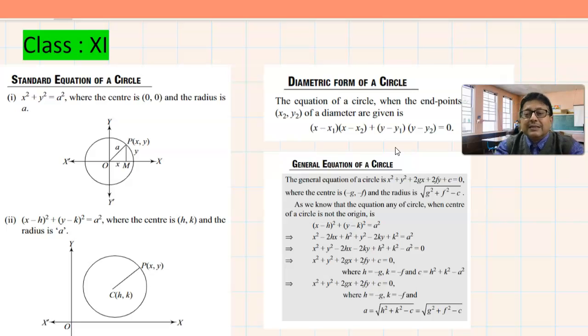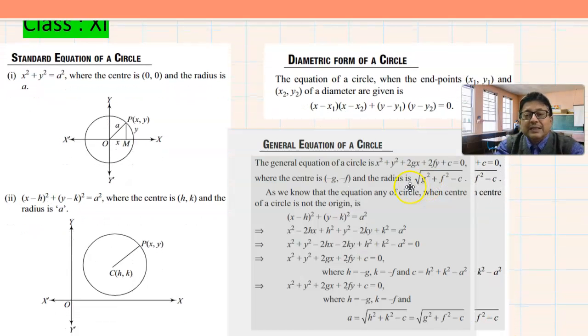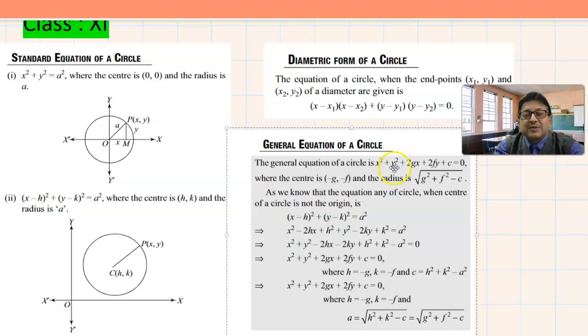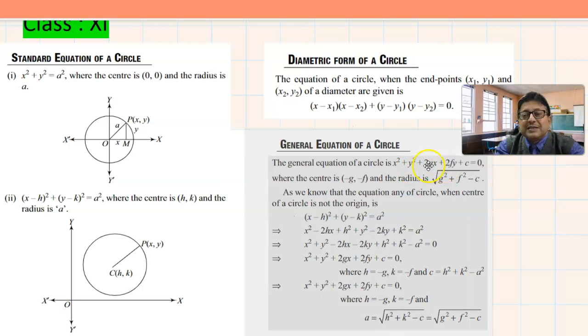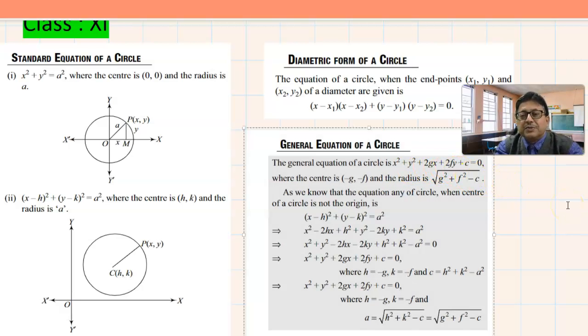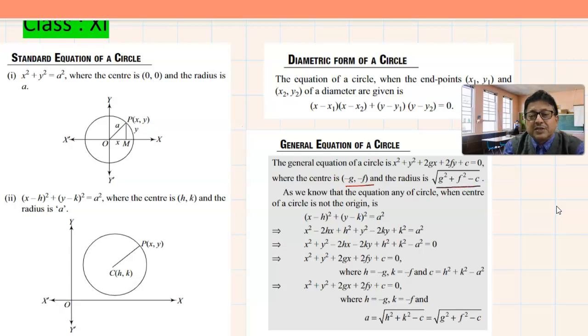And then you have seen the general equation of circle, where the equation is x square plus y square plus 2gx plus 2fy plus c equal to 0, with center minus g, minus f and radius under root g square plus f square minus c. This we have proved also.